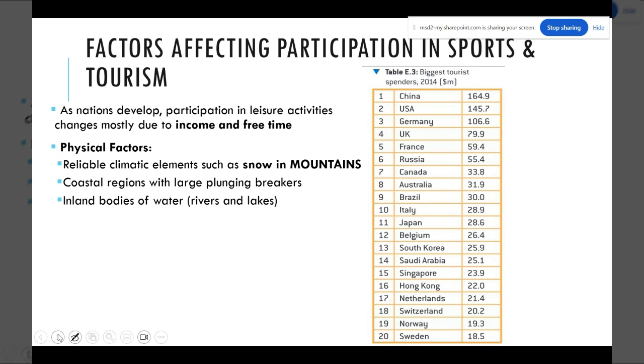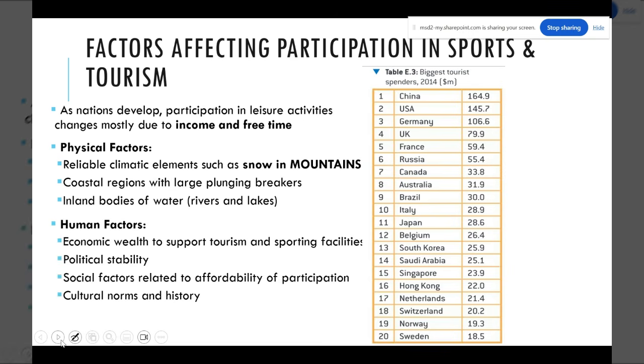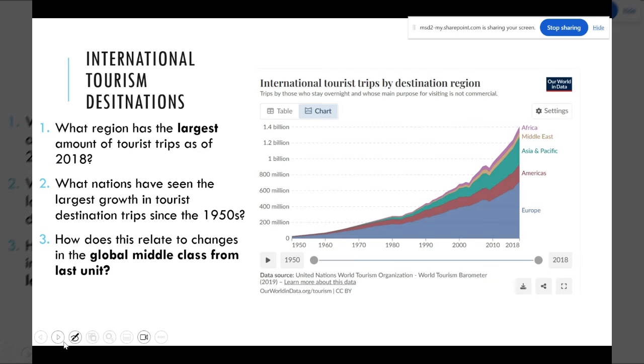Physical factors. So having climatic, not climactic, climatic elements such as mountains or good climate, coastal regions, inland bodies of water. Human factors, which are the wealth to support the tourism, the political stability where people want to go there. Social factors related to affordability, which means that most people in different social classes can afford leisure activities and they're not kind of sequestered out of it as a result of income or other sociocultural factors. Cultural norms and history of an area also impact it as well.